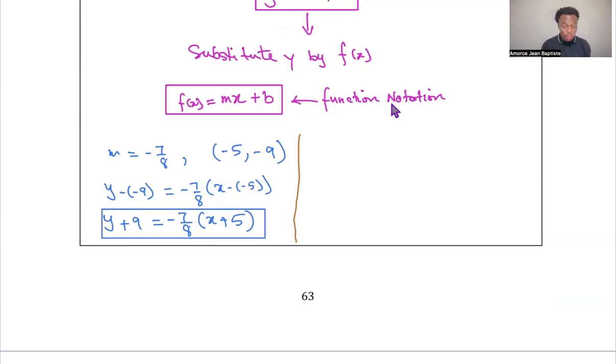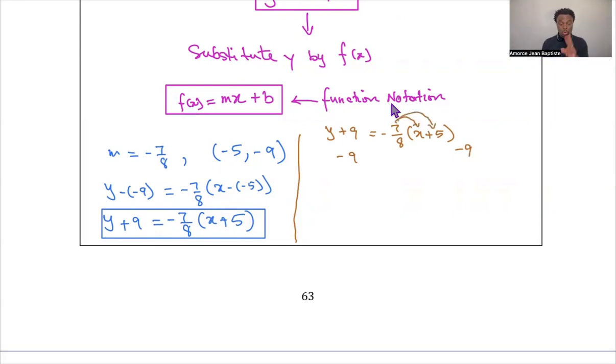Well, we're gonna solve it for y, but put it in this format: y equals mx plus b. So we need to distribute the slope from the outside. Let me write this here: y plus 9 equals -7/8 times x plus 5. So I'm going to subtract 9 on both sides and then distribute the slope from the outside of the parentheses.